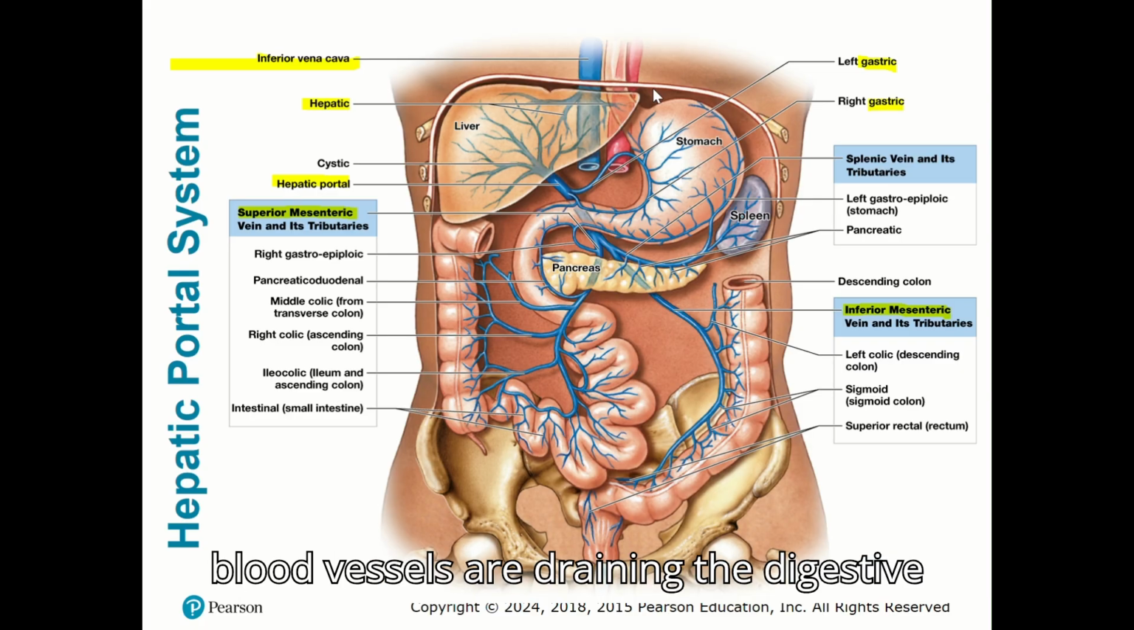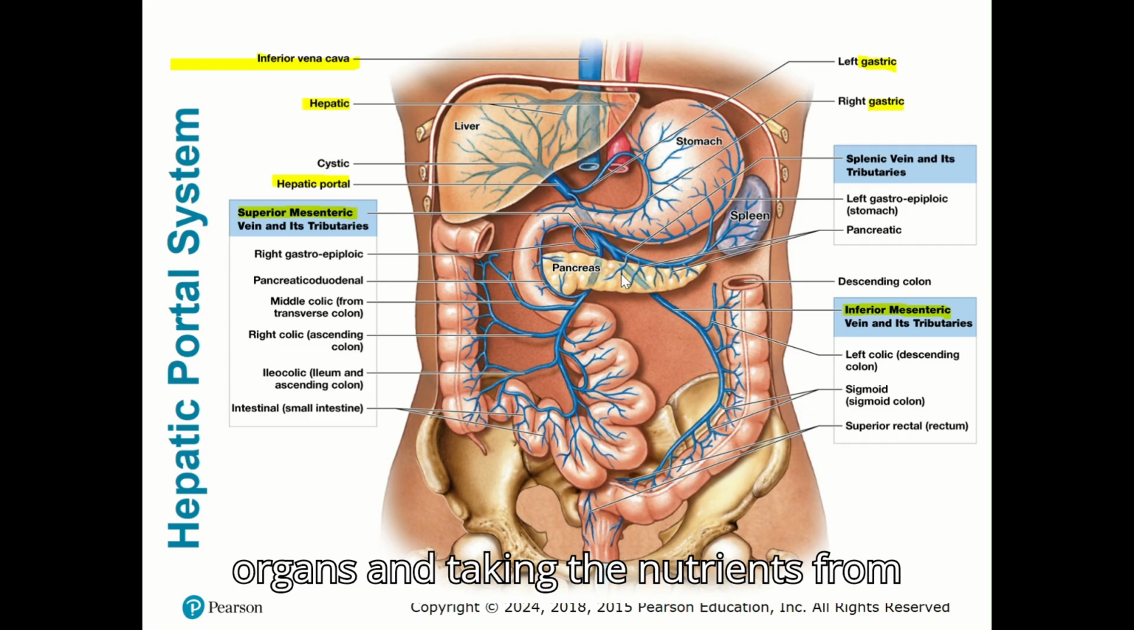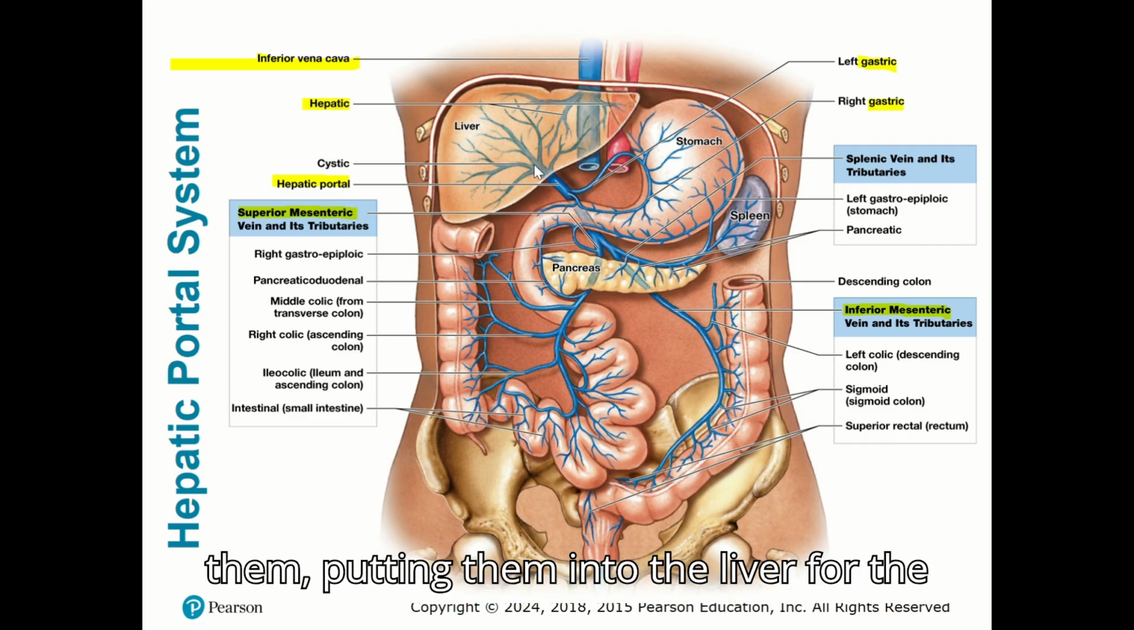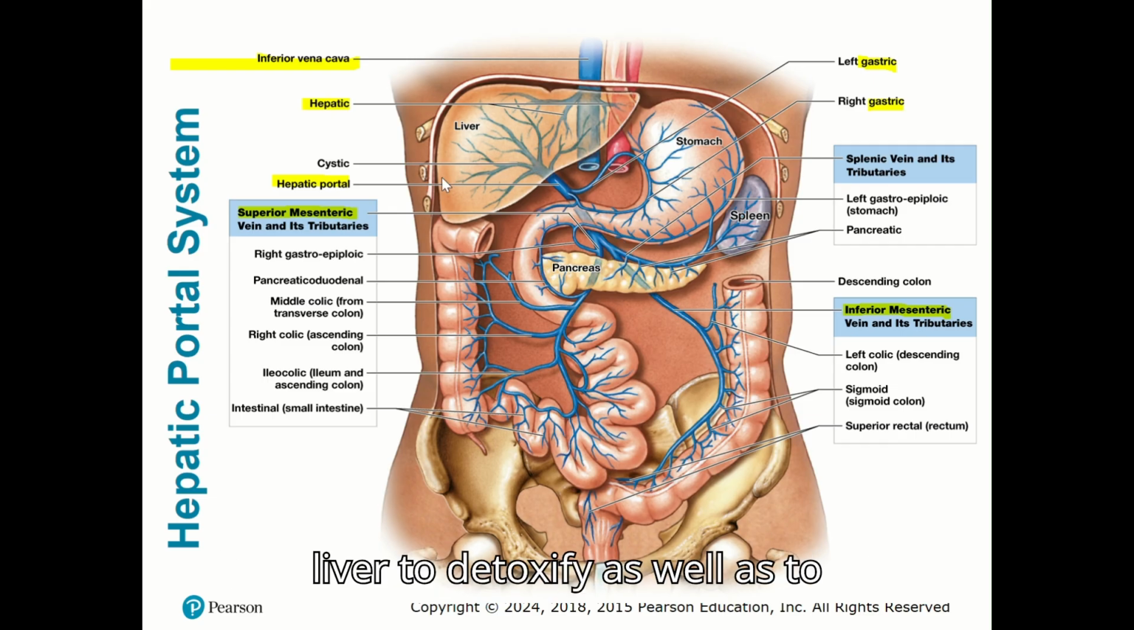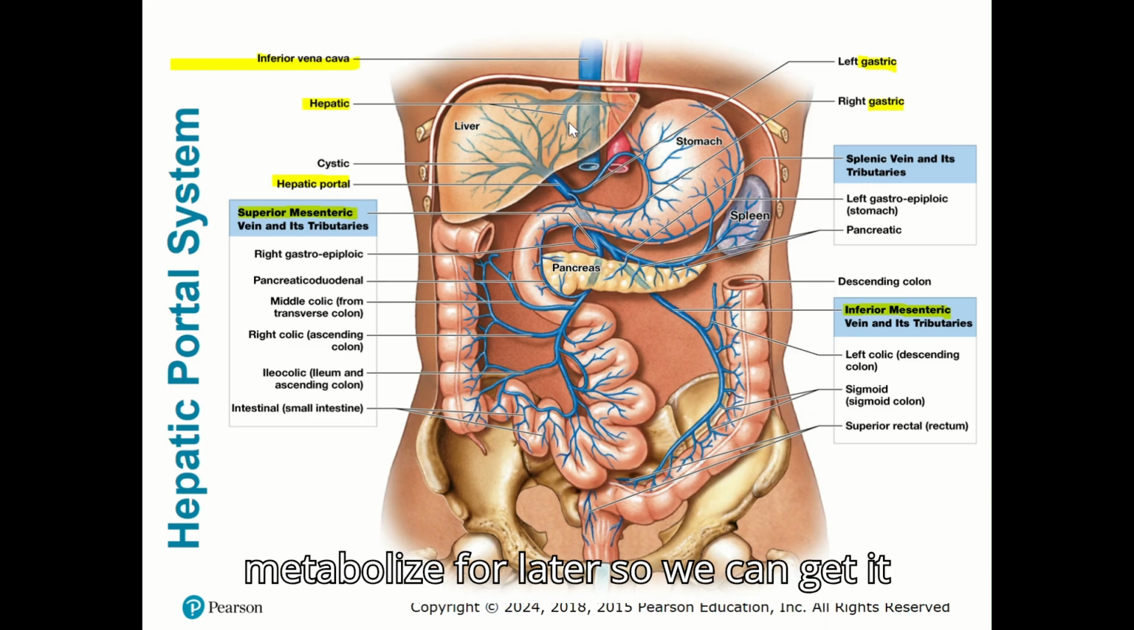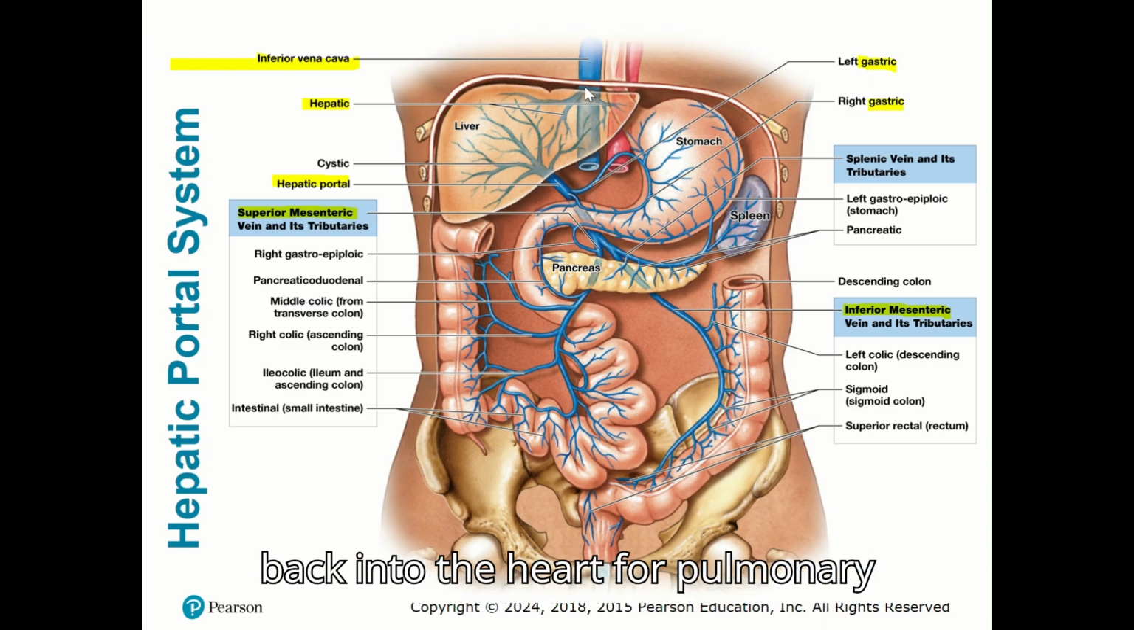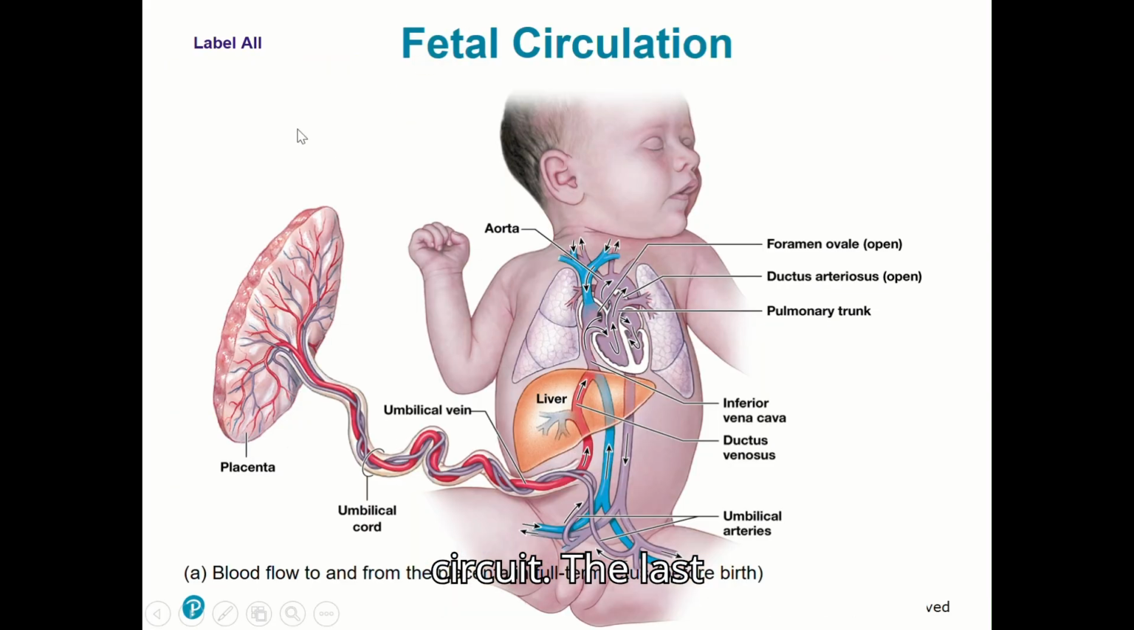So all of these blood vessels are draining the digestive organs and taking the nutrients from them, putting them into the liver for the liver to detoxify as well as to metabolize for later, so we can go back into the heart for pulmonary circuit.